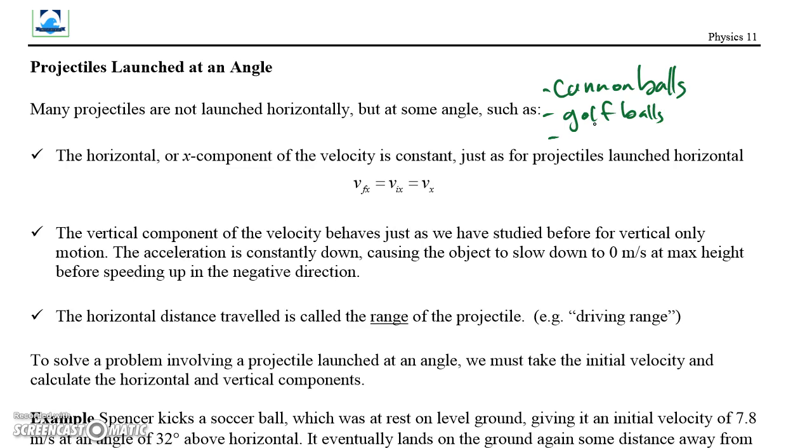The reason it's constant is there's no acceleration horizontally. So the Vx is constant the entire time. Vertical component behaves just the same. It has acceleration caused by gravity. That's the only difference from horizontal projectile problems: instead of v naught y being 0, it is some number, which means the object will go up.